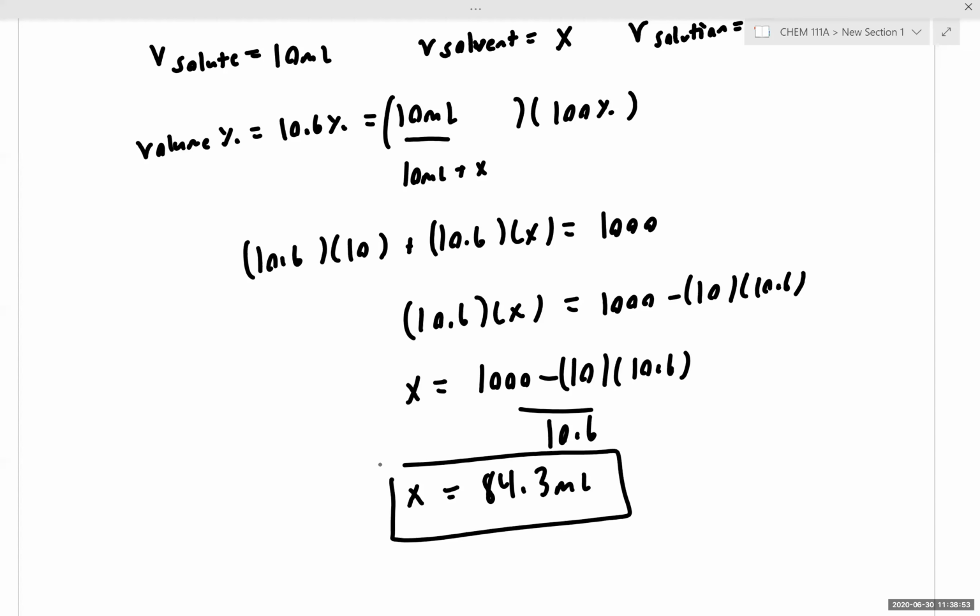Does that make sense to everyone so far? Any questions on this example?